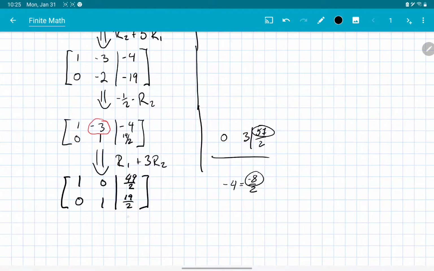So now we have the solution to our system. X is equal to 49 over 2, and y is equal to 19 over 2. And we can check that if we want. We can go back to the original system of equations and see if that fits. That's probably something you want to do on a quiz or something like that. Any questions about the second one that we did?